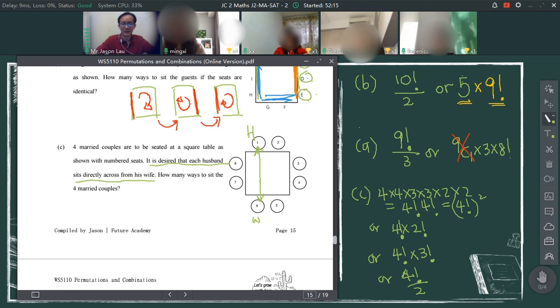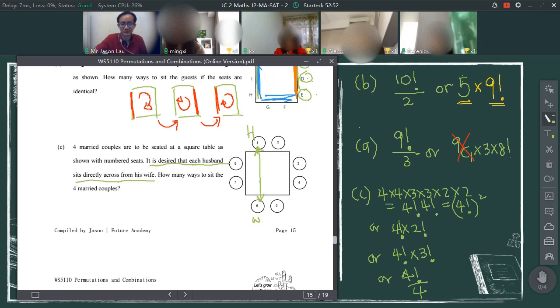Wow. Okay, so which one is the answer? They're all different, no? So you all have different minds. Okay, Ming Si, why 4 factorial divided by 2? Divided by 4 or 2? Sorry, 4. Divided by 4. Why divided by 4? Why 4 factorial divided by 4? Because you can rotate 4 times.